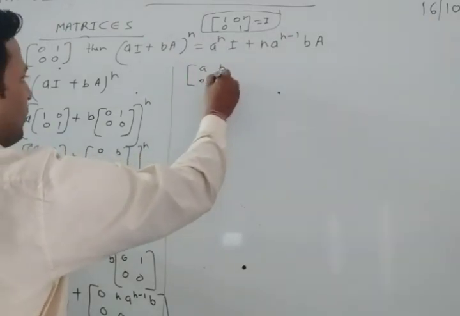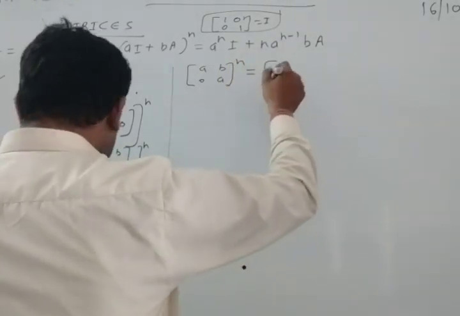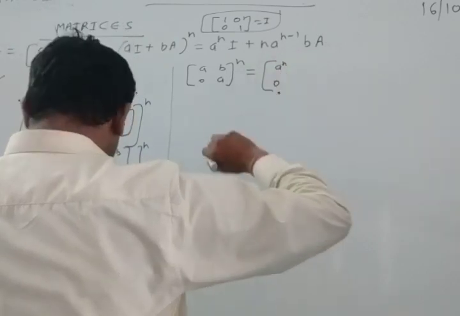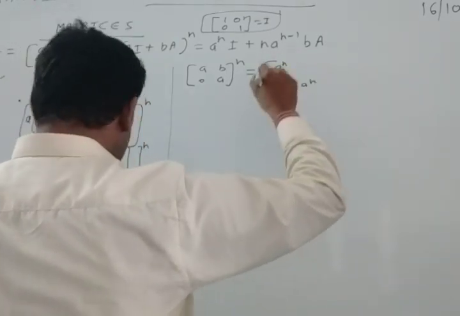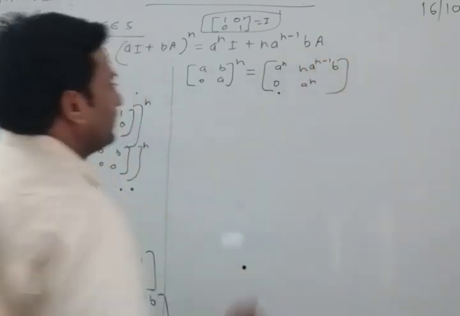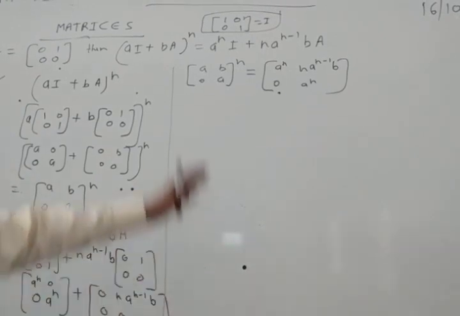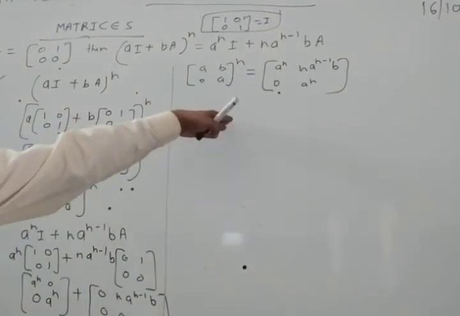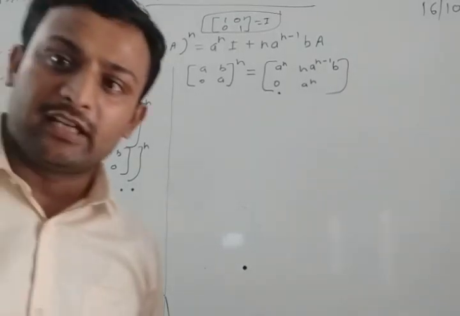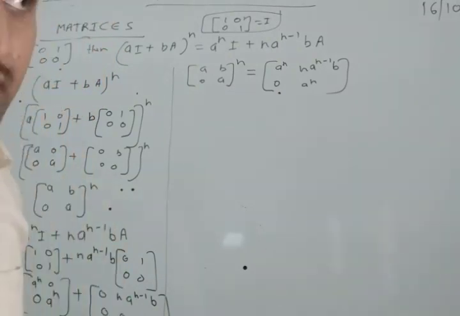a b 0 a to the power n, and right hand side what is this? A to the power n 0 a to the power n and a to the power n minus 1 b. This is our right hand side. Okay, now what we have to prove? We have to show that this, we will prove this by the help of mathematical induction. Okay, now we will start from here by the help of mathematical induction.